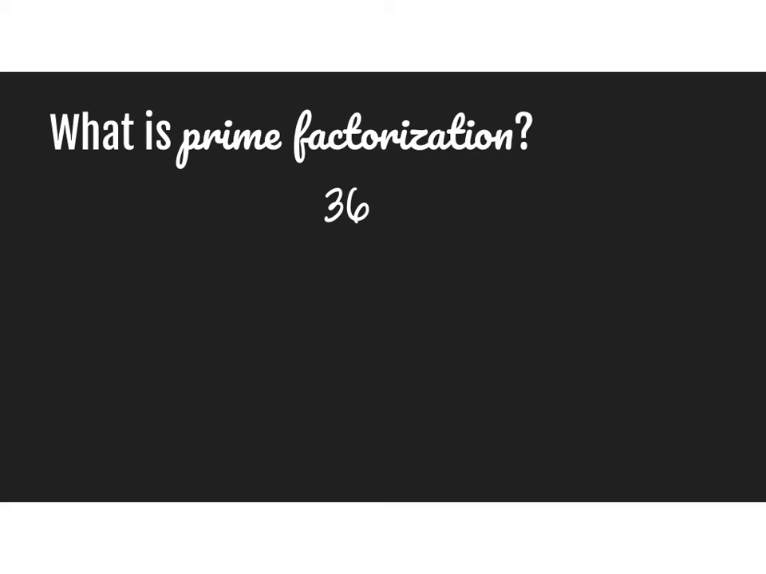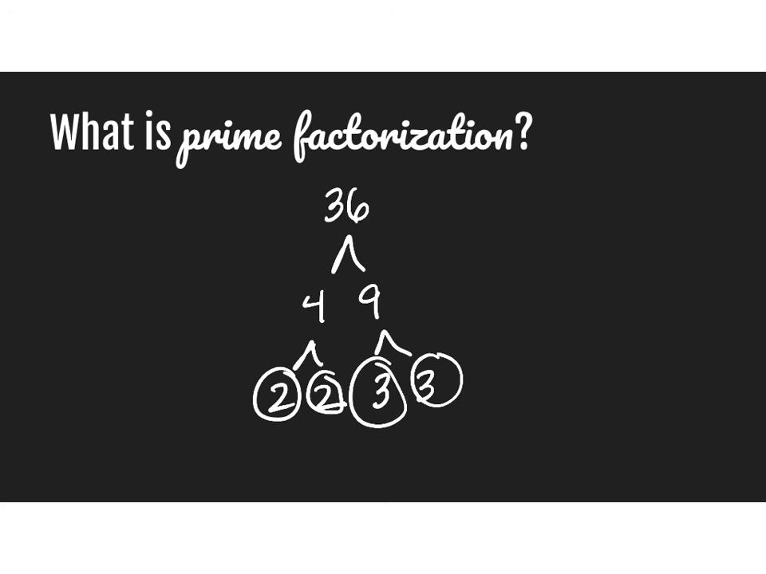All right, one more example, last example, and then I'll leave you to go do some work with this skill. 36, how could we break down 36? We could do 9 times 4, we could do 6 times 6. Either way is going to get us the same answer. Let's do 4 times 9. We can break 4 down. 4 is the same as 2 times 2. 2 is prime, 2 is prime. We can break 9 down. 9 is the same as 3 times 3. 3 is prime, and 3 is prime.